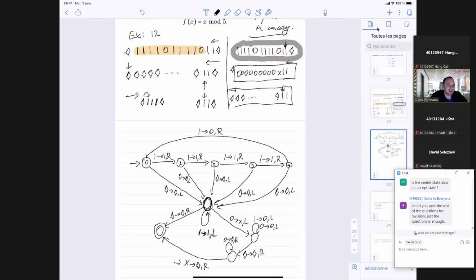Is the center state also an accept state? No, it is just me circling too much.